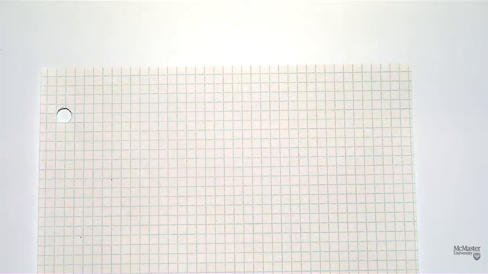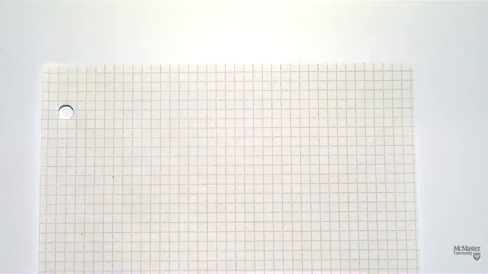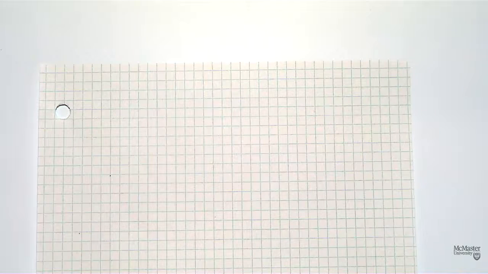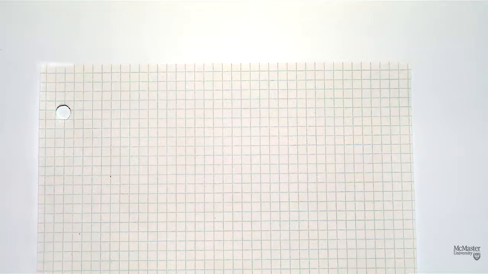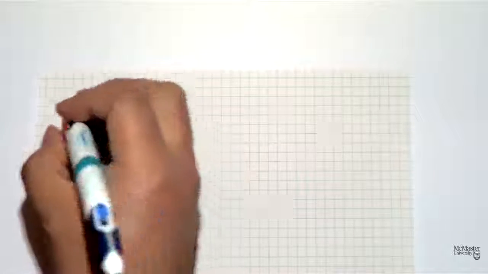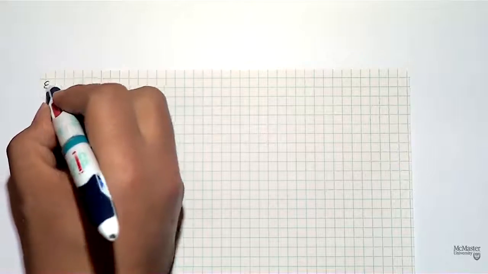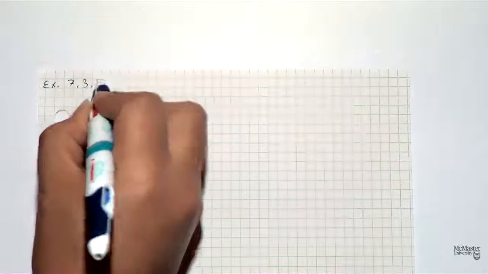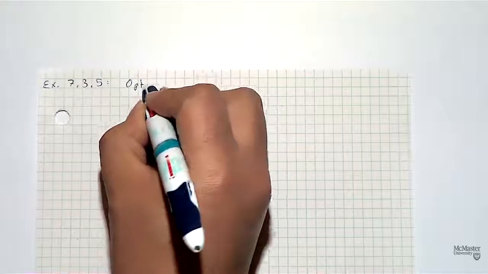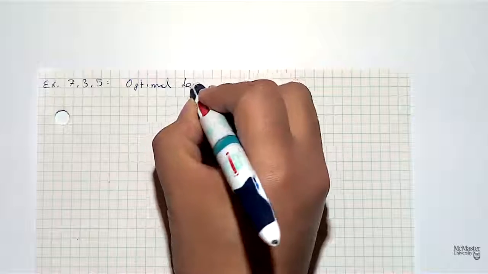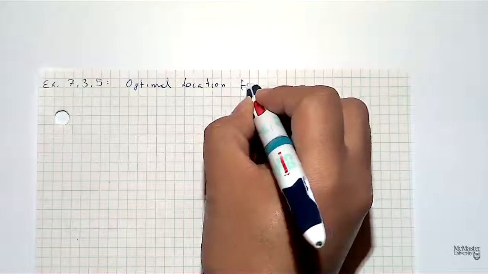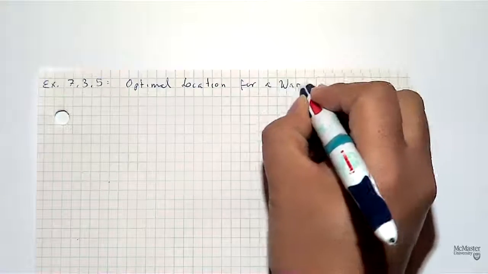So that's a pretty hard problem to solve. It's actually not a trivial problem. It's very complex, even computationally complex. But we will do a baby problem that at least the very basic posing of the problem is related to that. So what we will do is to study 7.3.5, which is the optimal location for a warehouse.